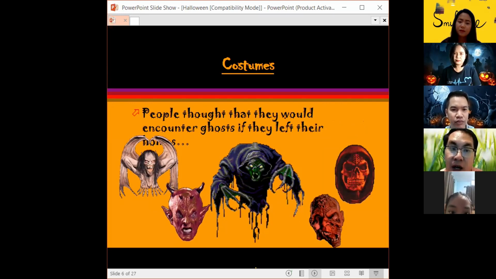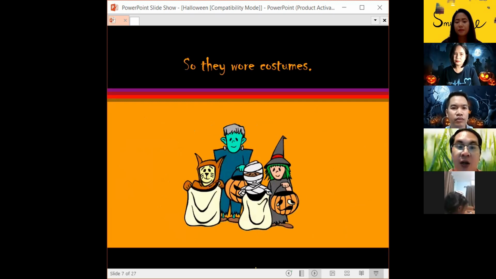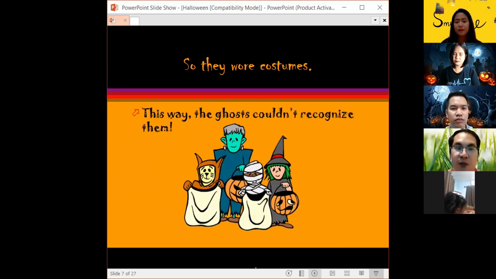But before that, they are looking for the word Halloween. People thought that they would encounter ghosts if they left their house. Okay, so they wore costumes this way so the ghosts couldn't recognize them. It means if the ghost saw that they were wearing costumes, the ghost might think that the particular person wearing a costume is the same as them. All right, they are thinking about it.